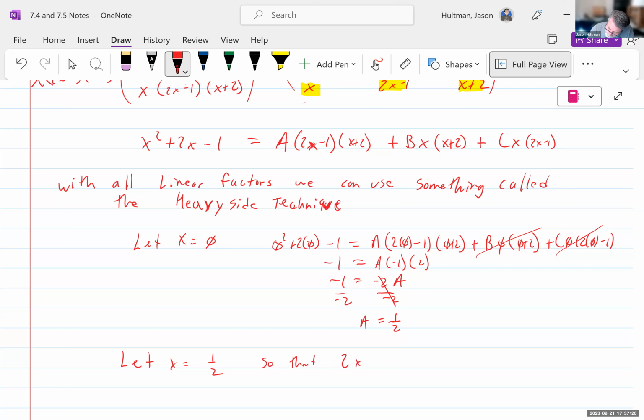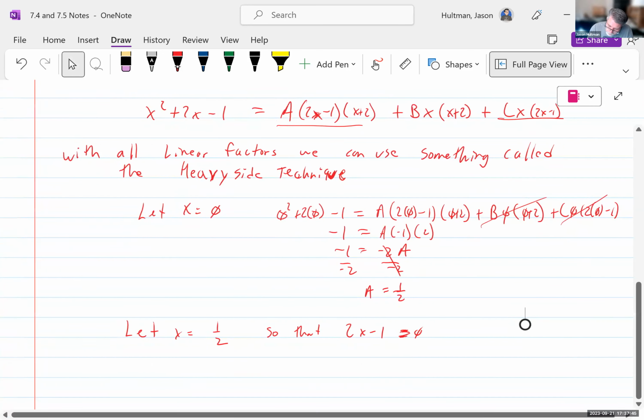So that 2x minus 1 equals 0. Now the A term and the C term are going to cancel out, because the A term and the C term are the only two terms that have 2x minus 1 in them. And if I let 2x minus 1 go to 0 because x is 1/2, then I will be able to solve for the B term.